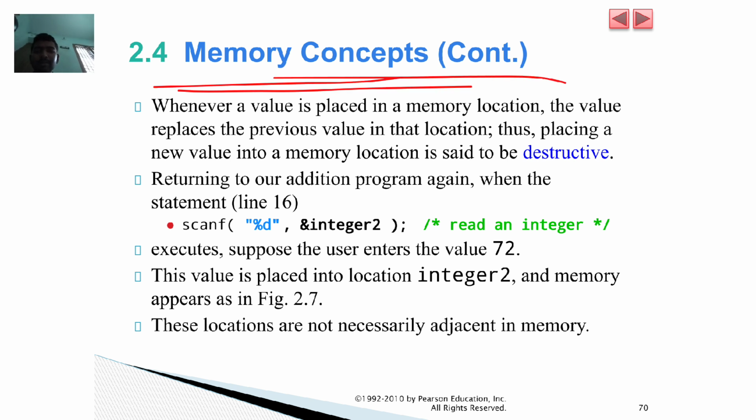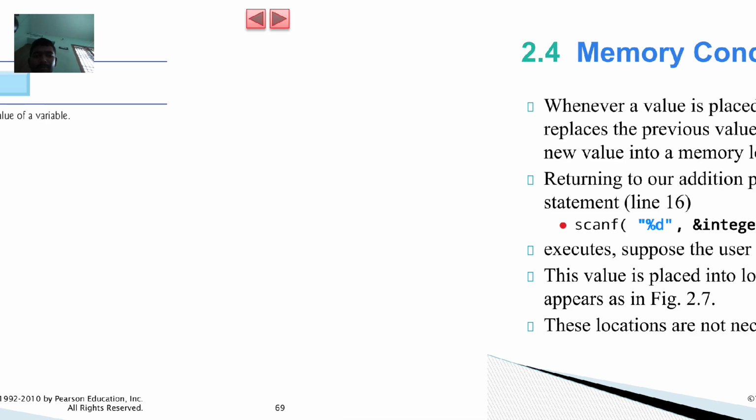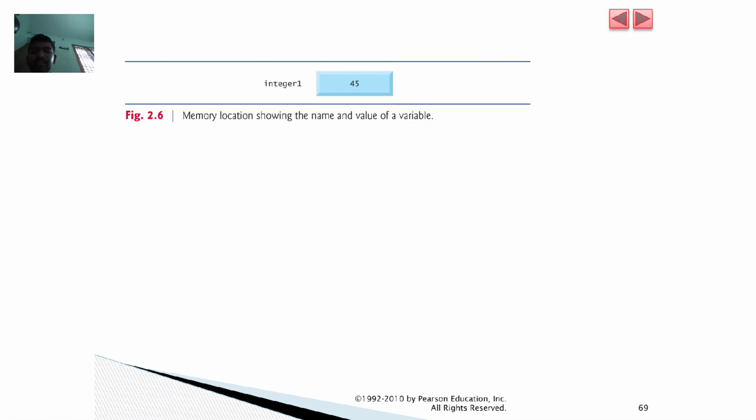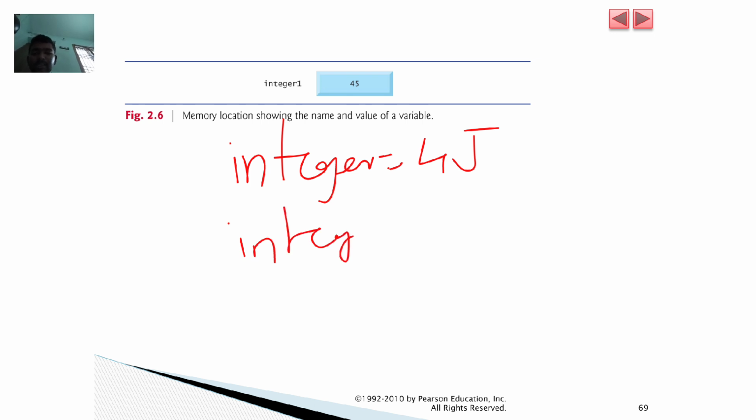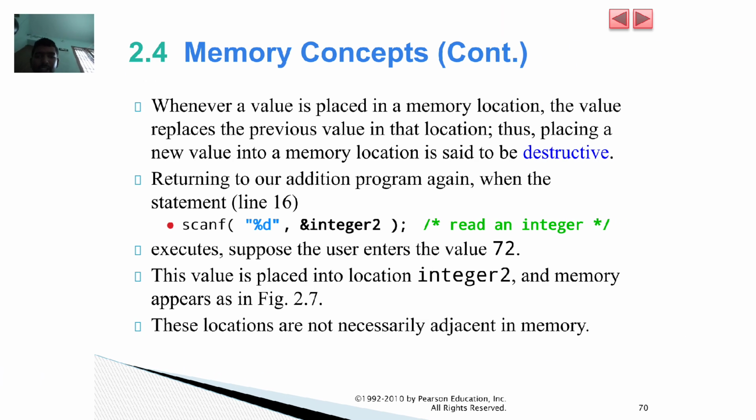The memory concept: whenever a value is placed in a memory location, it replaces the previous value. If in the first statement we write integer1 equals 45, and in the next line integer1 equals 70, then in the same box the 45 is removed and 70 is stored there.